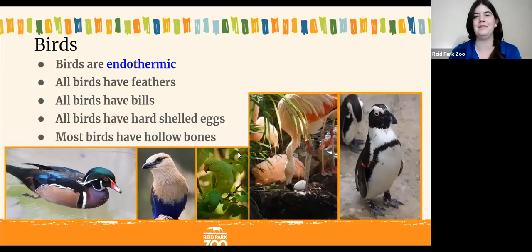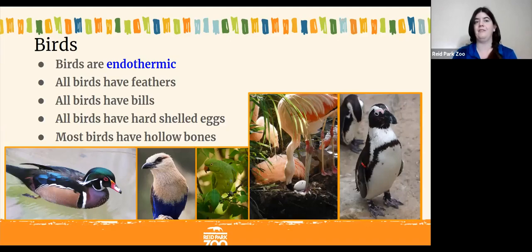Last couple of groups of animals that we're going to talk about, I'm going to talk about birds for a minute. So the reptiles and the amphibians were ectothermic, but birds are going to be endothermic, meaning that they can actually regulate their own body temperature. So they don't have to move from place to place in order to control their body temperatures. All birds are defined as having feathers. So whether or not a bird can fly, they're all going to have feathers. And the feathers are used for flight in many cases, but they're also used to help regulate their body temperature.